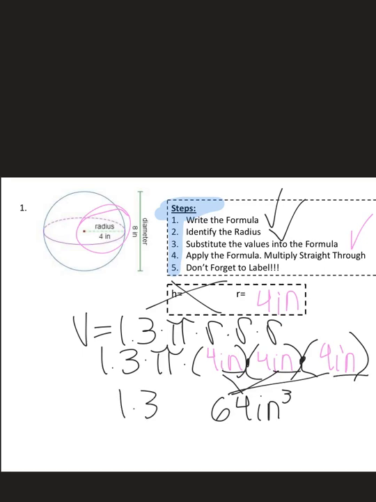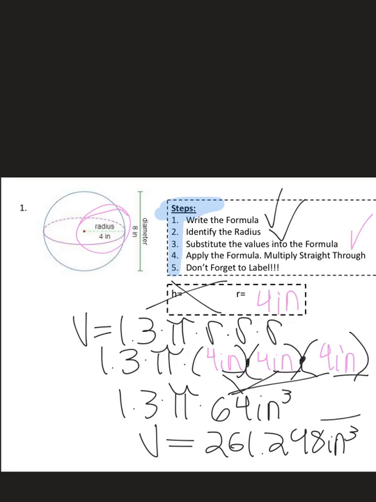Then I'm going to bring the rest of it down. If you plug this into your calculator, we have 1.3 times pi times 64 inches cubed. That's going to give me a total volume of 261.248 inches cubed. So that is the volume of a sphere. So that much liquid can go into this sphere.